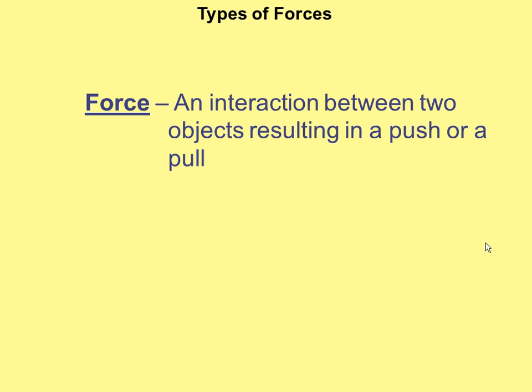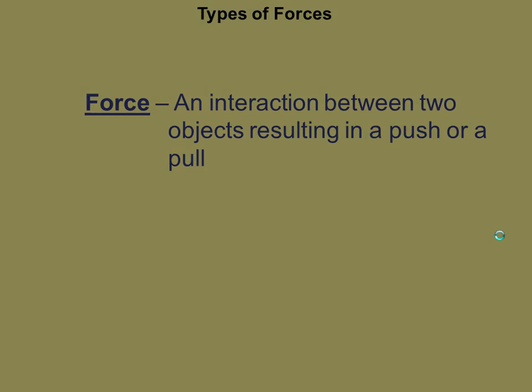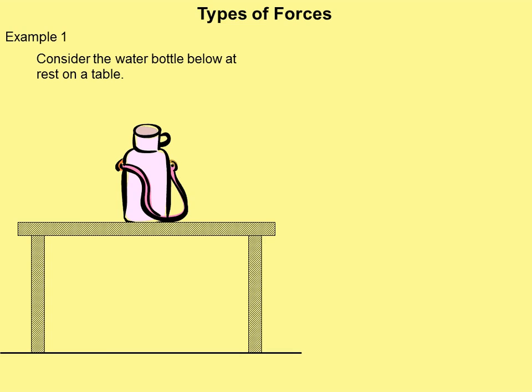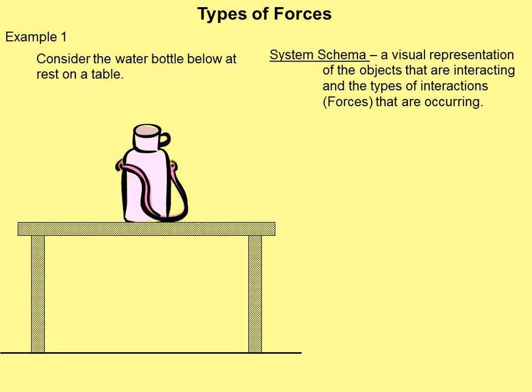So let's start out with a little example here. By the way, this one will be called types of forces. Here's a water bottle. It's just sitting on a table. So we want to represent all of the interactions and the forces that arise because of those interactions. And to do that, we're going to use a new representational tool called a system schema. This is a visual representation, a way of visualizing all of the interactions and the forces that are occurring. So again, it's a visual thing here, which should help us see what it is. And it's very useful here at the beginning. And maybe we won't do this forever, but we'll do it at the beginning of this unit in order to get a good idea of what interactions are actually occurring.